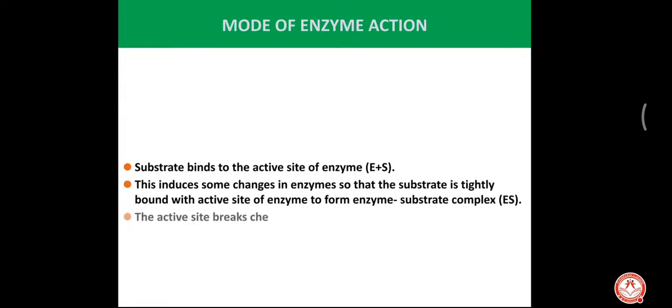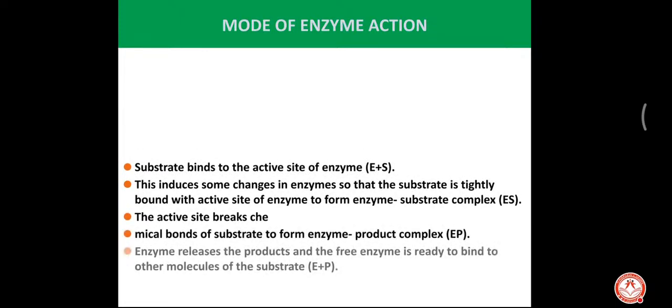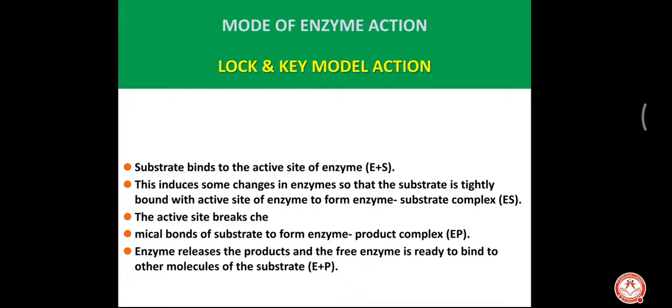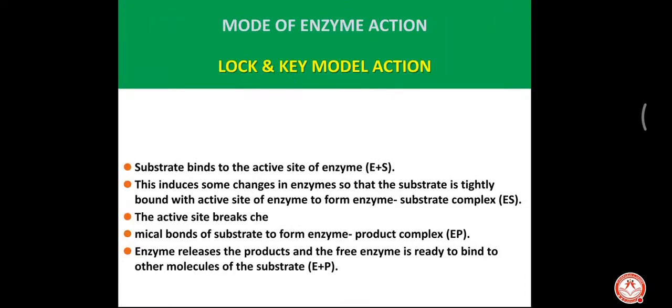Mode of enzyme action. Enzymes follow the lock and key mechanism, or lock and key model, for enzyme action. The substrate binds to the active site of an enzyme and forms an enzyme-substrate complex. Then the chemical bonds of the substrate form an enzyme-product complex, and the enzyme is released and the product is formed, and there is no change in the structure and composition of the enzyme.